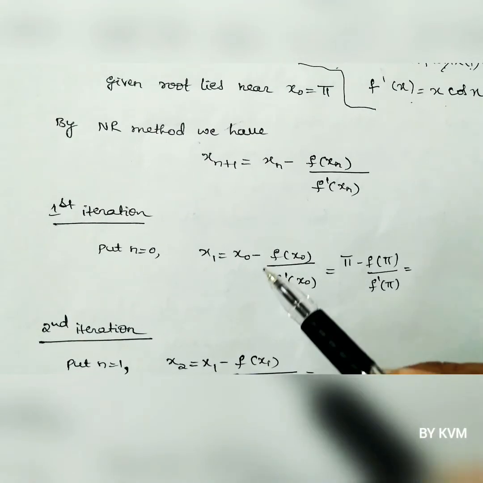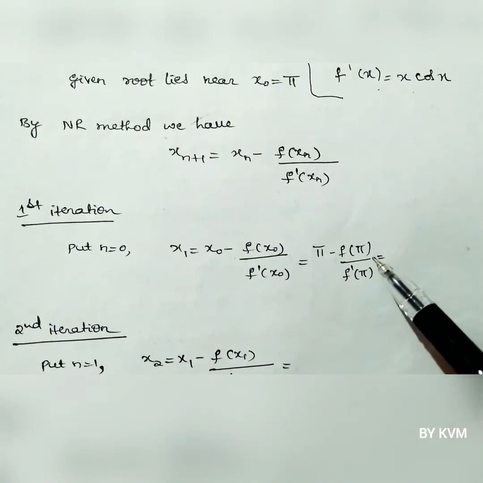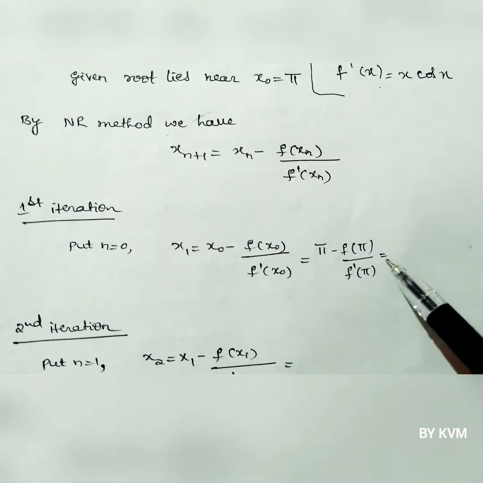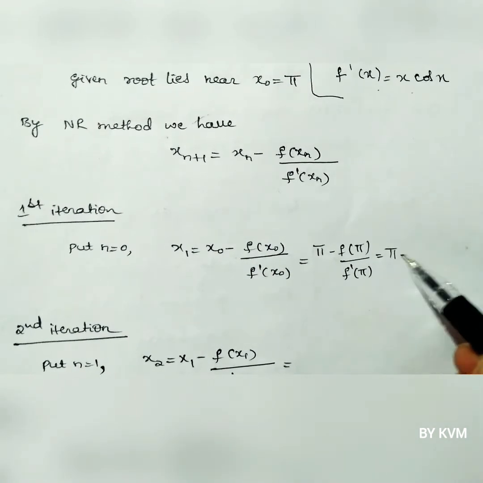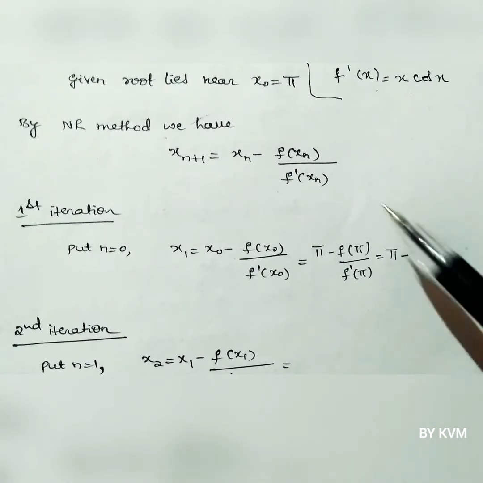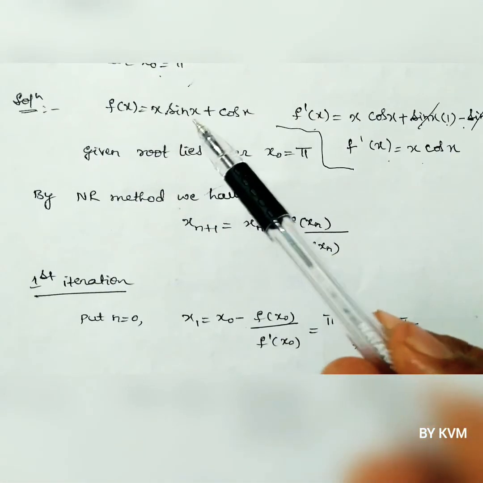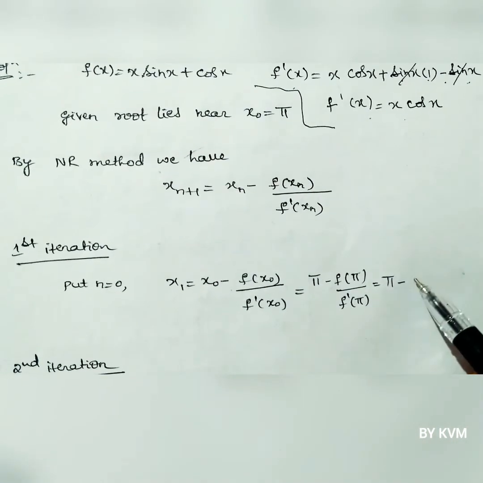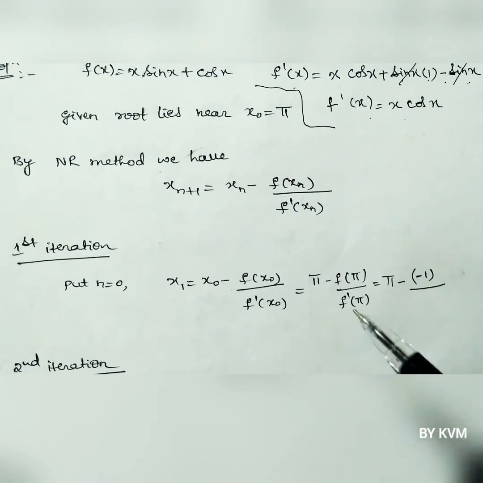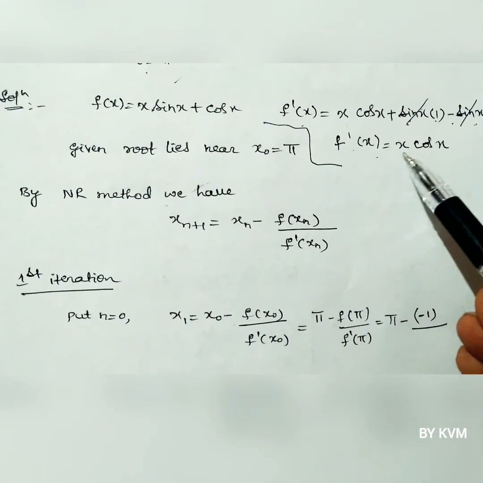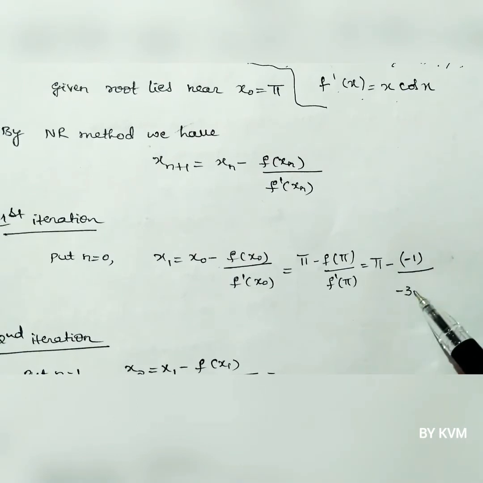So x0 is pi, so pi minus f of pi by f dash of pi. So this is equal to pi minus f of pi. f of pi is pi into sin pi plus cos pi, so we get minus 1, whole divided by f dash of pi. f dash of pi means pi into cos pi. So pi into cos pi is minus 3.1416.